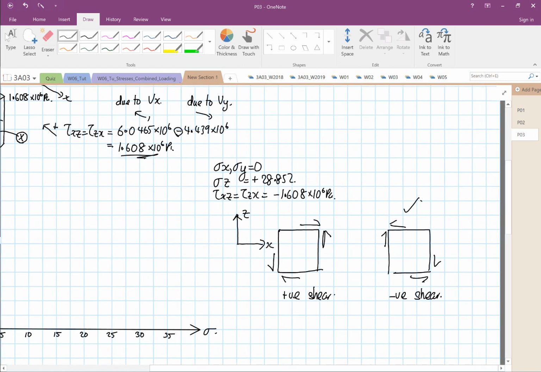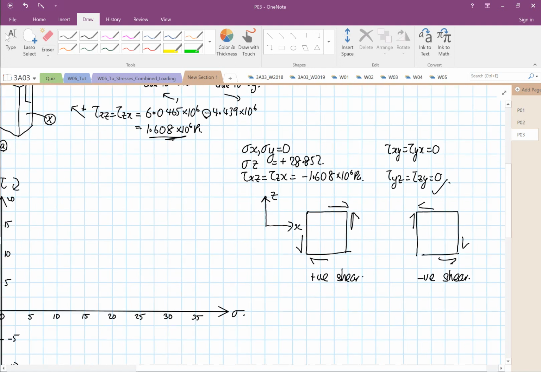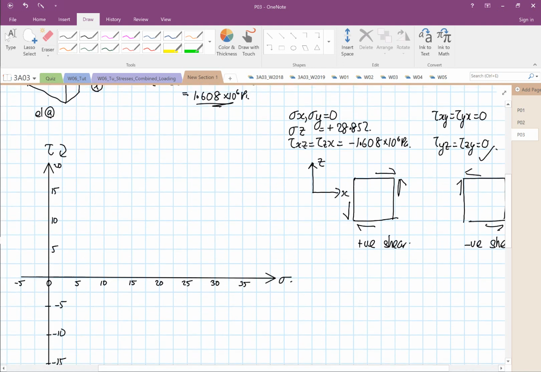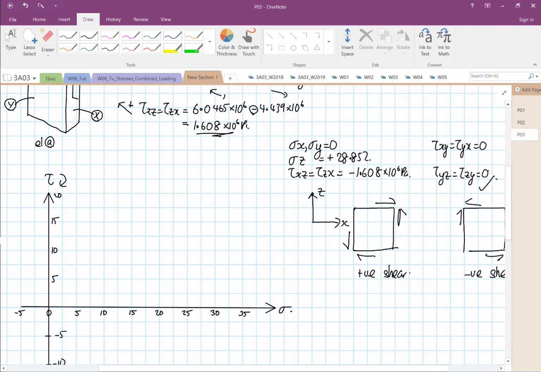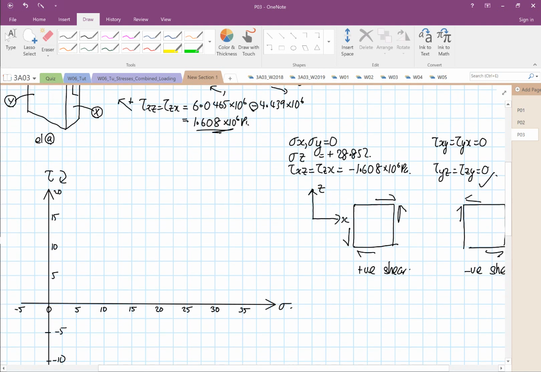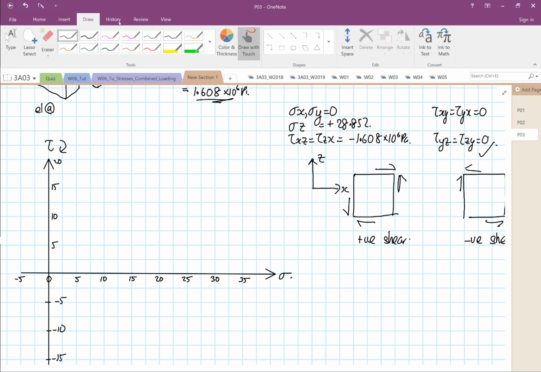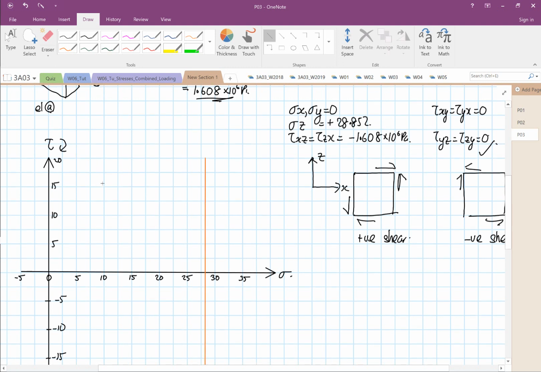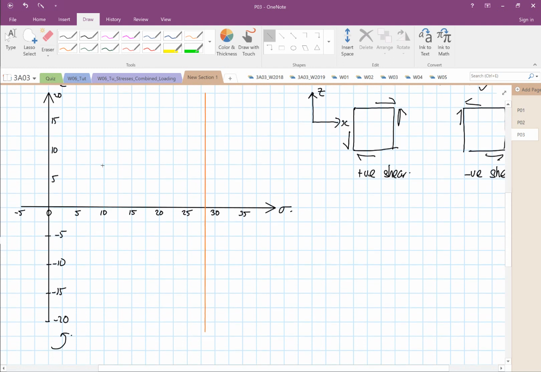And then finally, we also know that shear XY is equal to shear YX is equal to 0. And we are also aware that shear YZ is equal to shear ZY, and it's also equal to 0. So the first point we're going to identify is stress Z is tensile by 28. So just approximately, this is our stress Z line, 25, 26, somewhere around here.